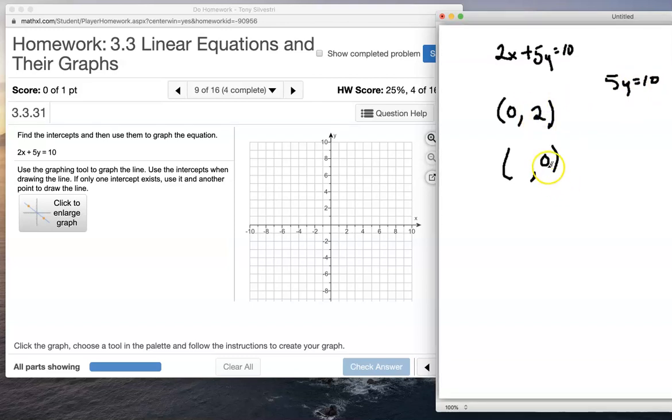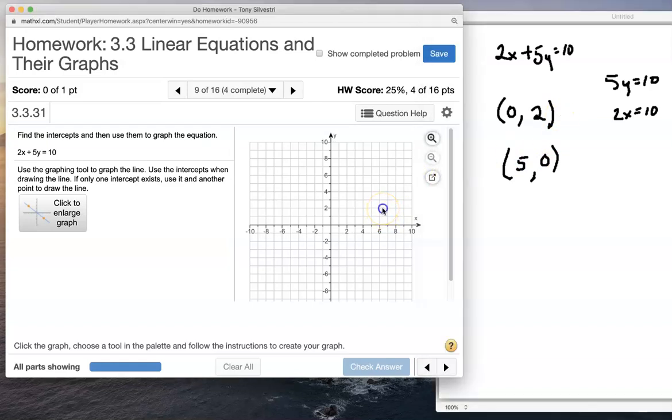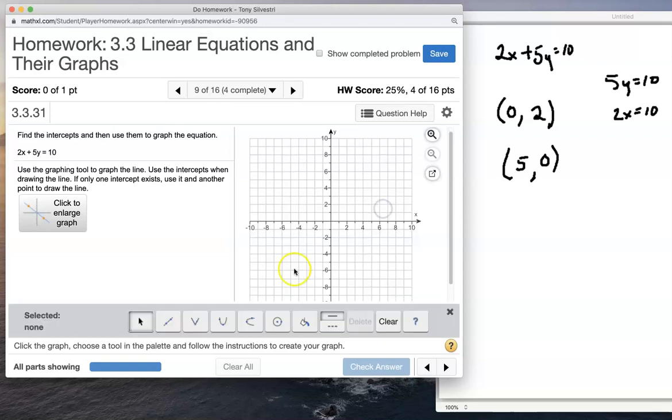Okay? Now here, y is 0. That destroys this entire term. It goes away. What's left is 2x equals 10, and if I divide by 2, I have 5. That's the beauty of 0. That's the beauty of 0 right there. And all you need to do is come up with 2 points. How you get those points, as long as they're valid, we don't care.